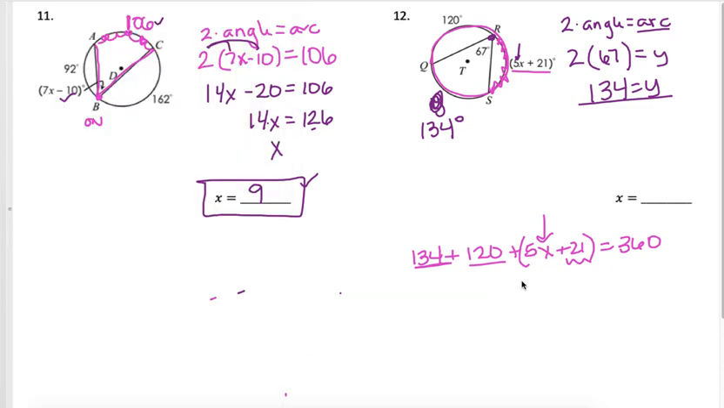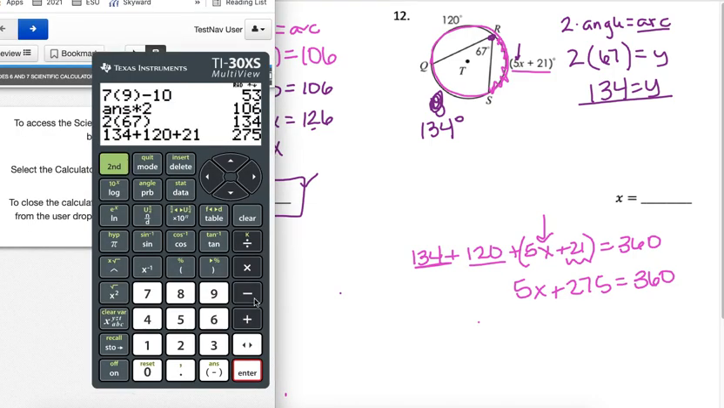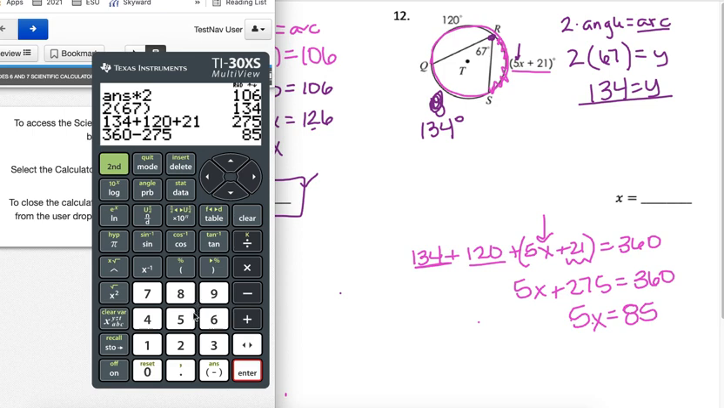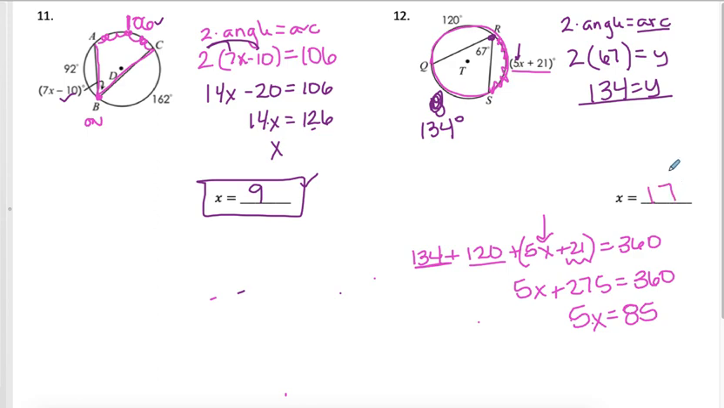Okay, so now I have 5x plus the 275 from combining my values there equals 360. Okay, and then I'm going to subtract and divide. So I'm going to subtract over the 275, trying to get x by itself. 5x equals 85. And 2 steps there. We have 1 step left. Let's divide both sides by 5 to undo that multiplication. And we get x equals 17.